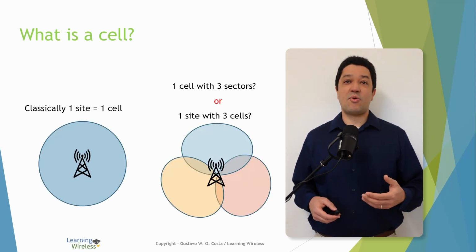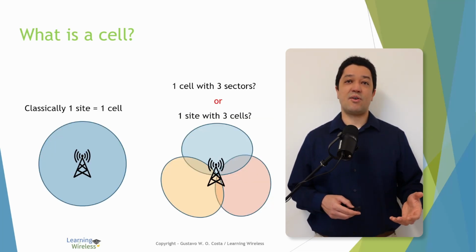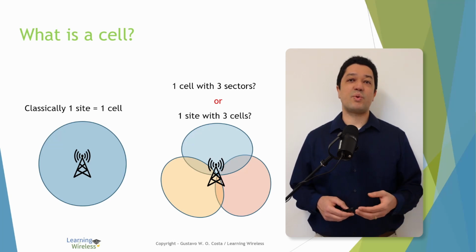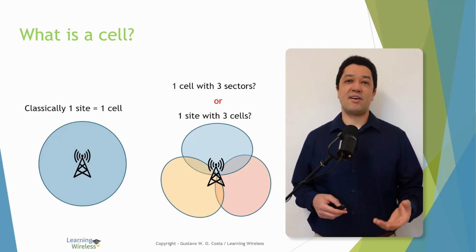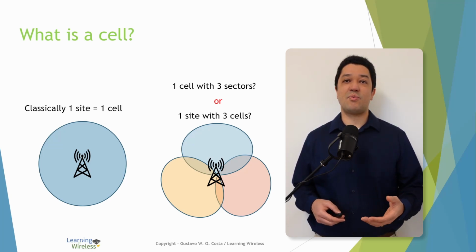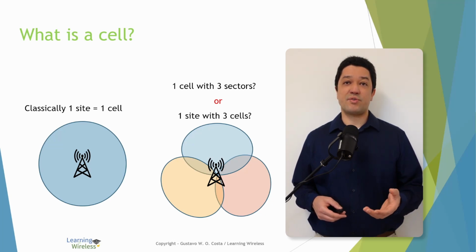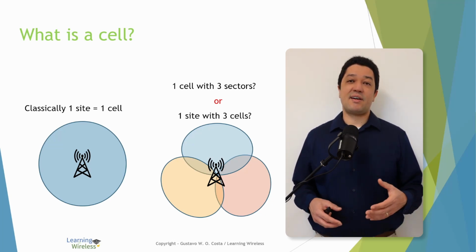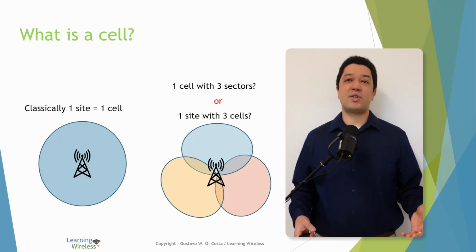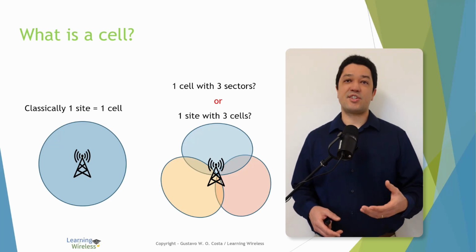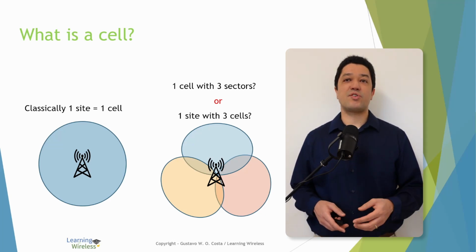So what was a cell classically? If you see older textbooks, all of them talk about a cell as the coverage area of a site. When the cellular concept was introduced, instead of having a large coverage area with a single tower, you have smaller towers, and each tower has a certain coverage area, which was the cell.